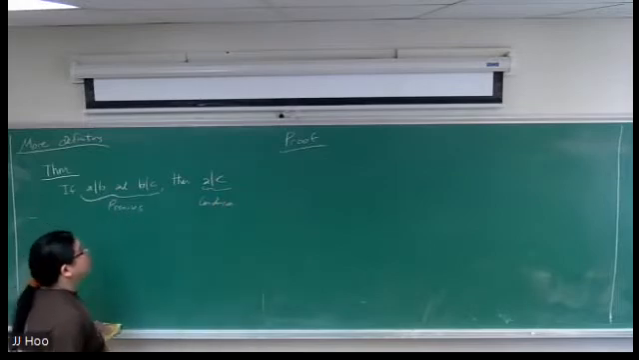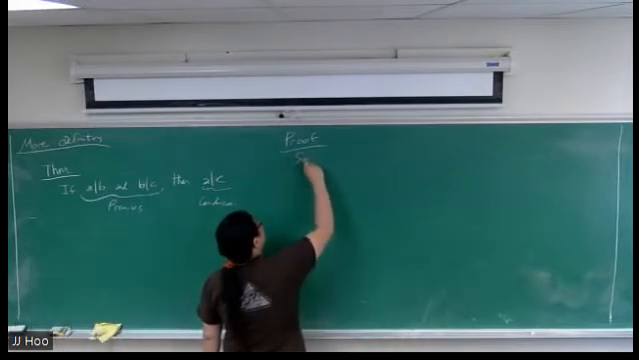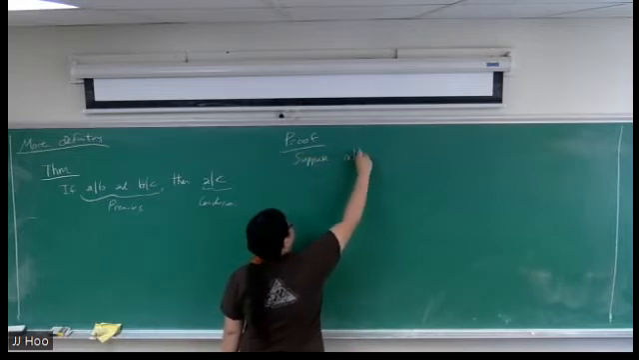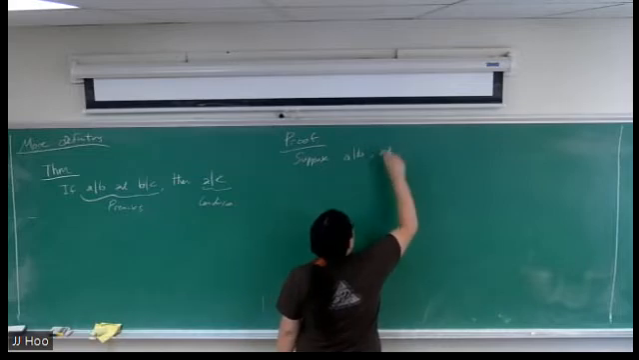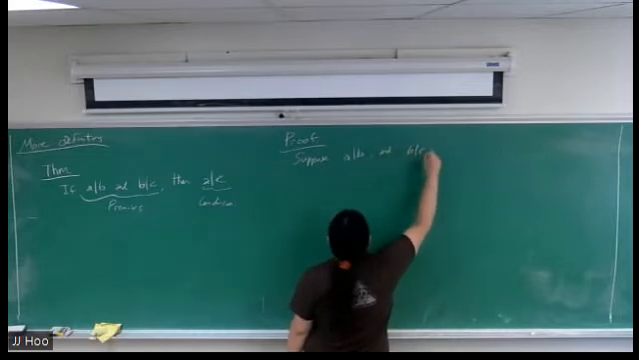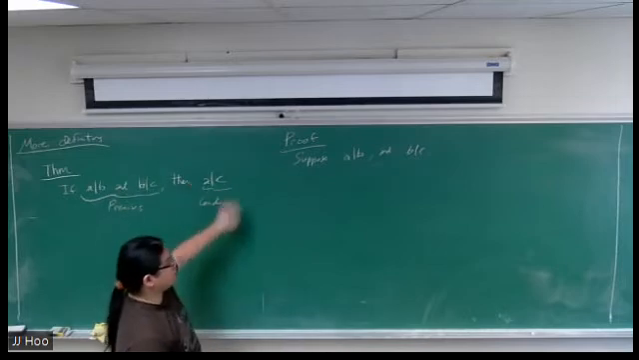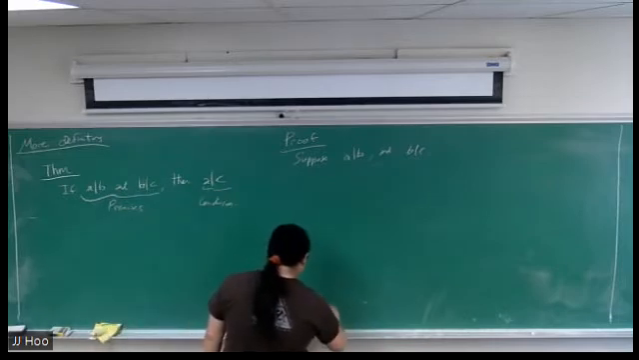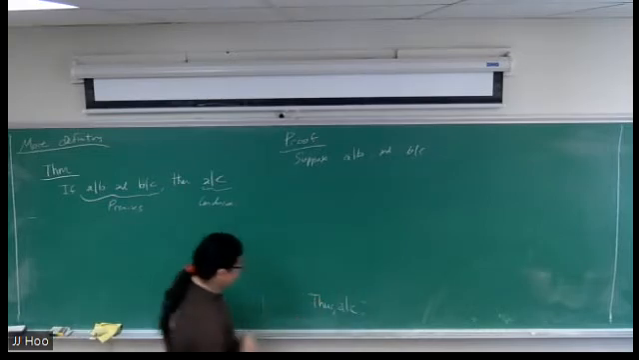Right? So when I start my proof, I can say suppose A divides B and B divides C. That's what I start with. That's what I'm given. So this implies this. So at the end, I should have something like therefore or thus A divides C. That should be what I end with.